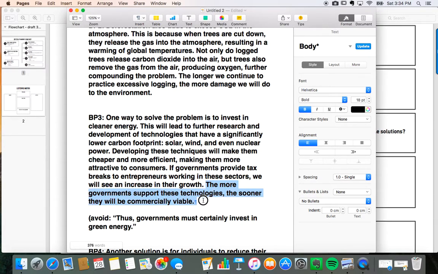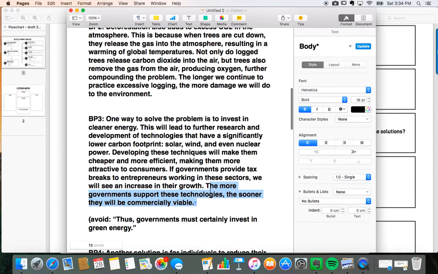Finally, I conclude the paragraph. The more government supports this technology, the sooner they will be commercially viable. So again, I'm not repeating the idea. I'm not repeating about, they will be more attractive to consumers and they will be more commercially viable. Again, a higher level vocabulary, even if your vocabulary is not that advanced. Again, the idea there is that you would say the more government support, the more we can use them, or the faster we will have access to them.